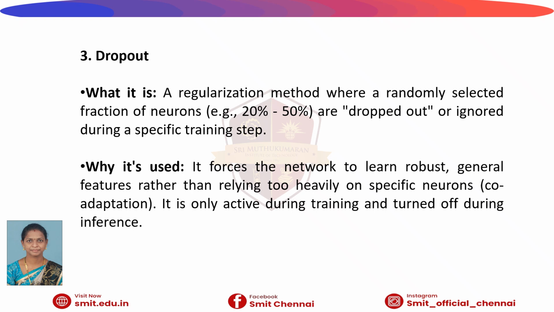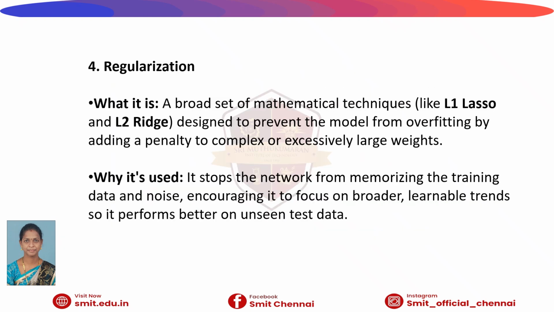Why dropout is used? Dropout helps prevent co-adaptation among neurons. By randomly disabling neurons during training, the model becomes more robust and performs better on unseen data. It is important to note that dropout is used only during training and is disabled during the testing or inference phases.